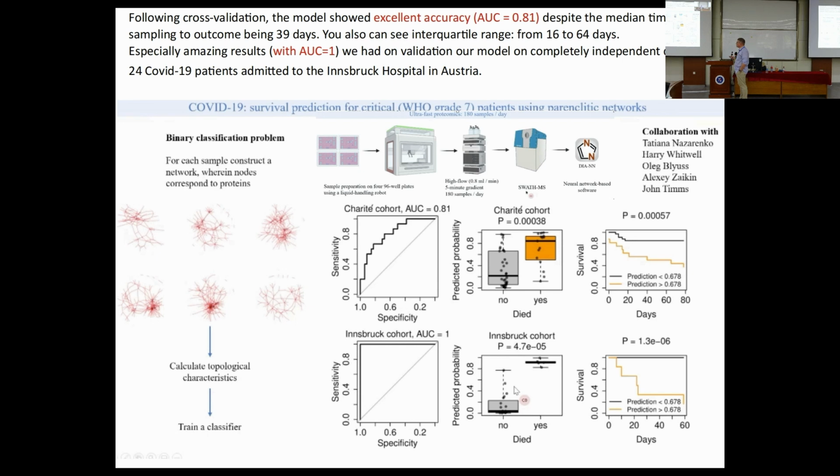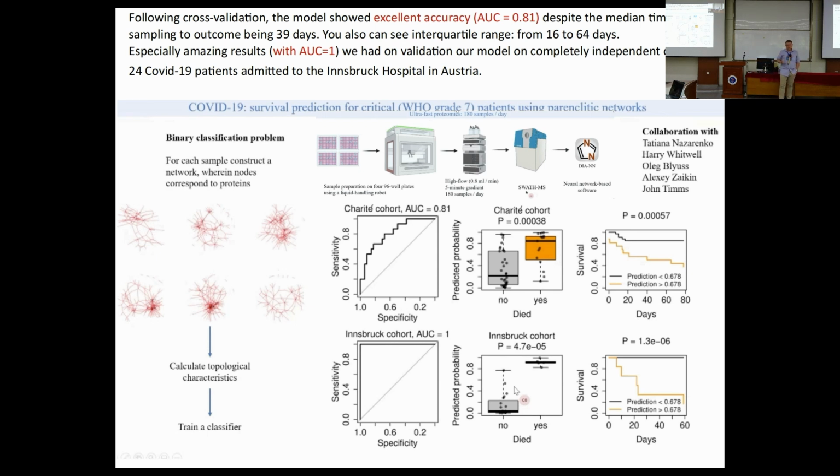AUC, so area under the ROC curve, was 81% with leave-one-out cross validation for this Charité cohort. But then we used this model trained on the Charité data set and applied it to an additional, completely novel and independent data set obtained in the Innsbruck hospital in Austria, and the accuracy was 100%. So AUC was equal to 1. This, of course, is a little bit suspicious.